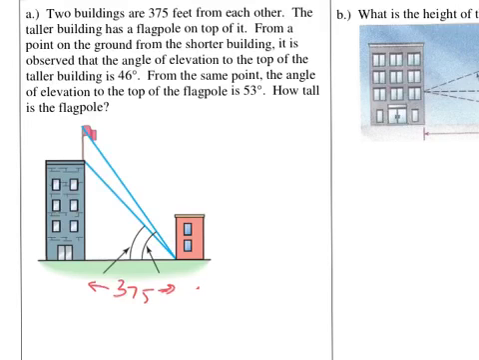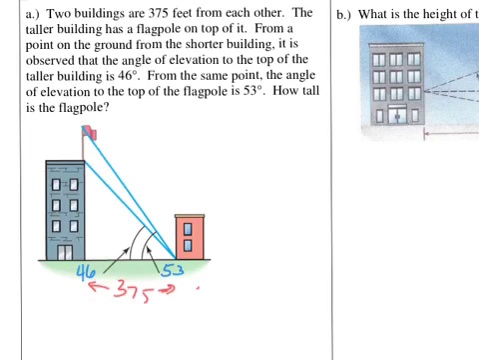And let's see, the taller building has a flagpole, and then someone down here is measuring the angle of elevation from the ground up to the top of the building, and then from the ground up to the top of the flagpole. So we have two different angle measurements. The smaller angle measurement is 46. That's this one here, so I'll put a 46 here. And the larger measurement is 53 degrees. That's the other one. And we want to find out how tall the flagpole is.